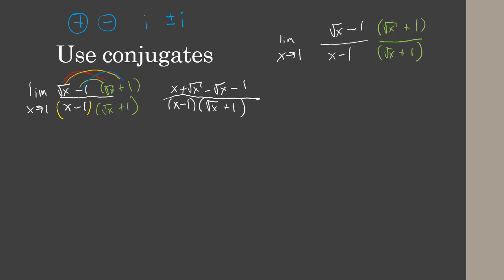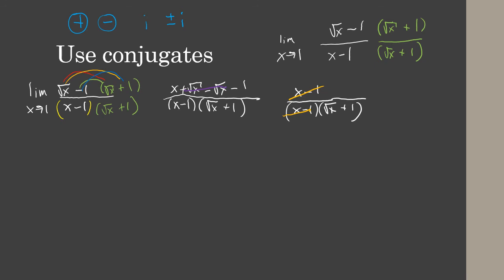Now let's simplify up top a little bit. We have a plus radical and a minus radical. That means that they cancel each other out. So if we rewrite, we've got x minus 1 over x minus 1 times square root x plus 1. And now we can cancel this out because the terms in the bottom are being multiplied together. This x minus 1 is a common factor for both.